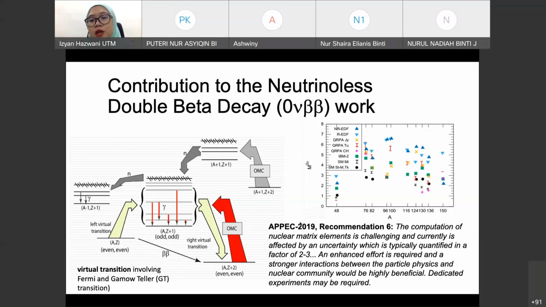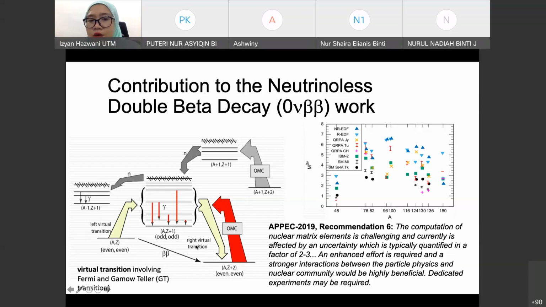Most nuclei have the possibility to undergo double beta decay. Double beta decay means that if you have one isotope with mass number A and atomic number Z, it will instantaneously decay to A, Z+2. It skips one isotope at the center. In order to observe this Majorana neutrino, physicists need to investigate the transition rate from here to here.